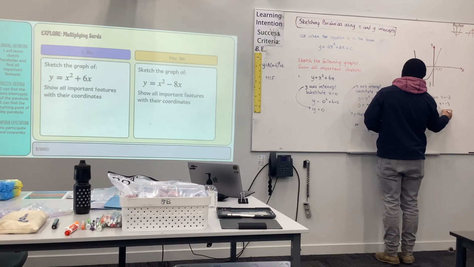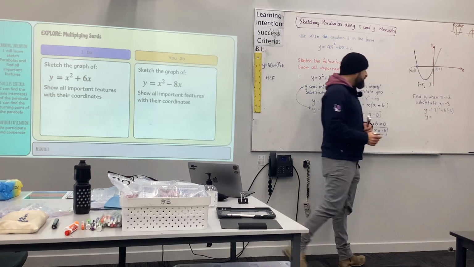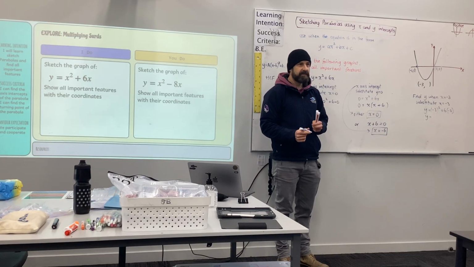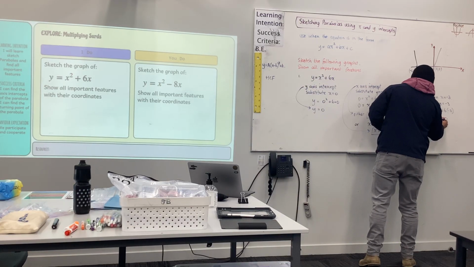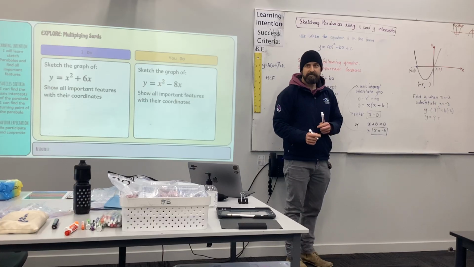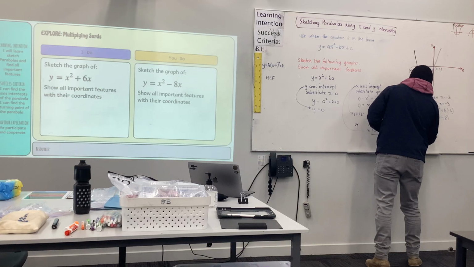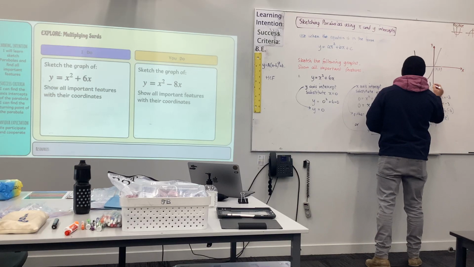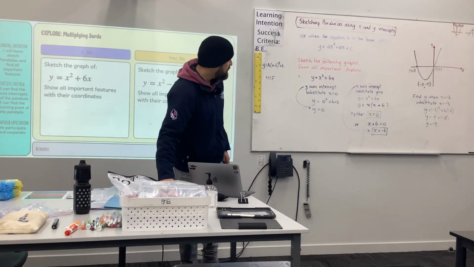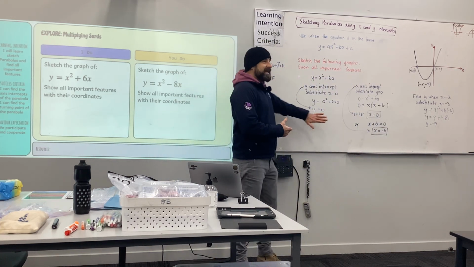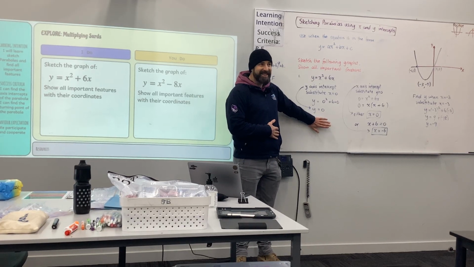-3 squared plus 6 times -3. What's -3 squared? 9. What's 6 times -3? What's 9 plus -18? So then that has to be -9. And we've got all of our important features. If this question was on the technology-free part of the test, that is how you would do it.